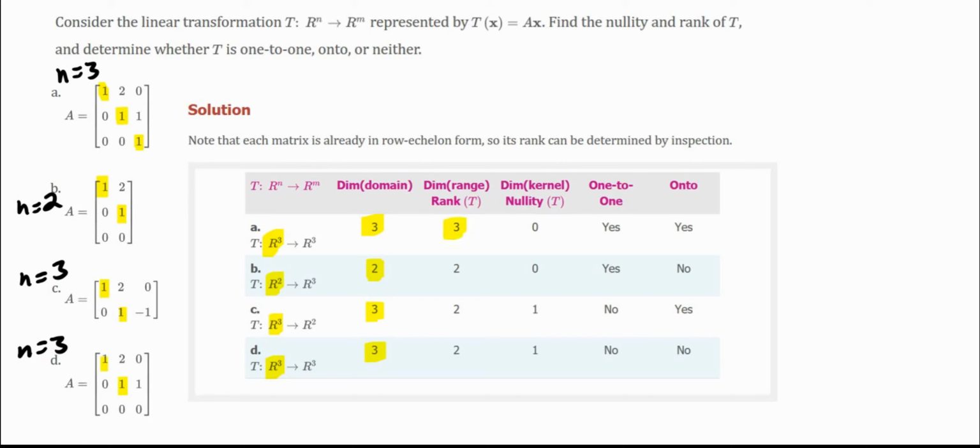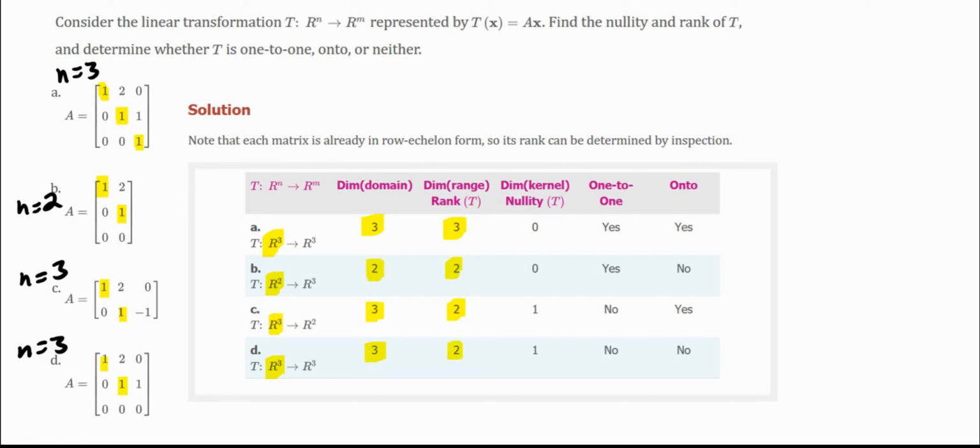You remember, by reduced echelon form, look at the number of ones you have on the main diagonal to determine the rank. Here we have 2 for part B, so that's 2. We have 2 leading ones for part C, so that's 2, and we have 2 leading ones for part D, and so we get 2 here as well.